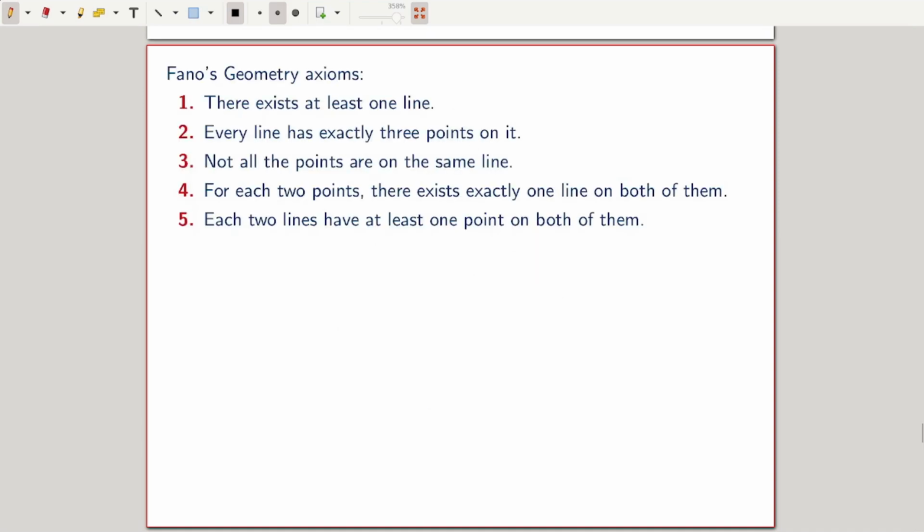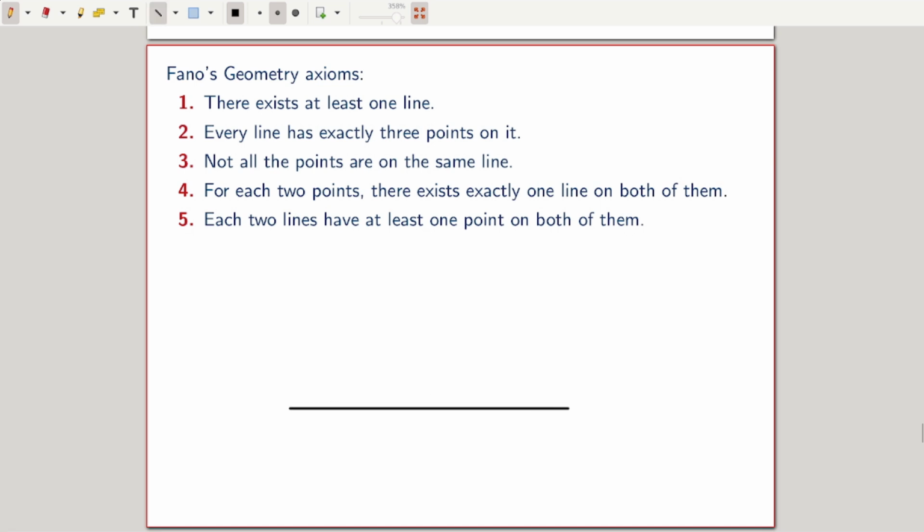If we follow the 5 axioms of Fano geometry, we will end up with 7 special points and 7 special lines, where each line contains exactly 3 points, each point belongs to 3 lines, and every pair of points is connected by exactly 1 line.